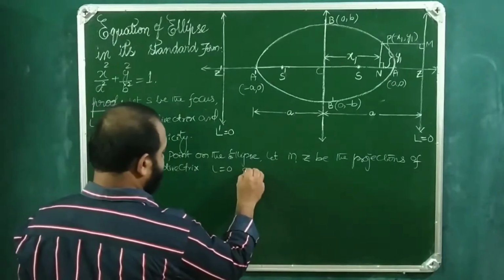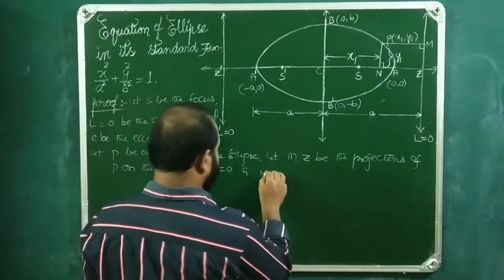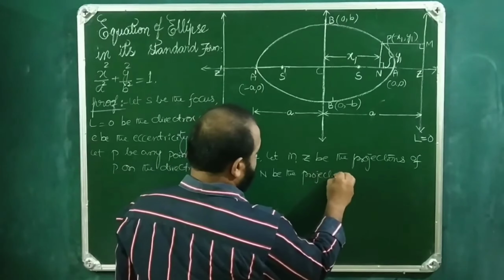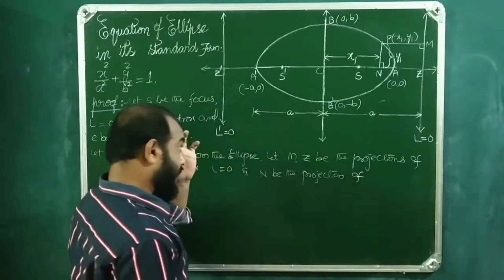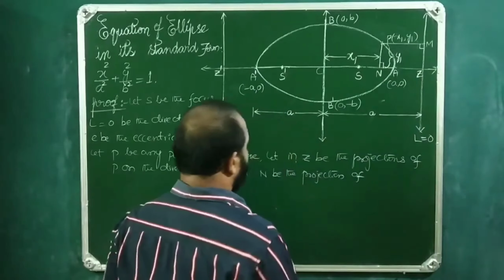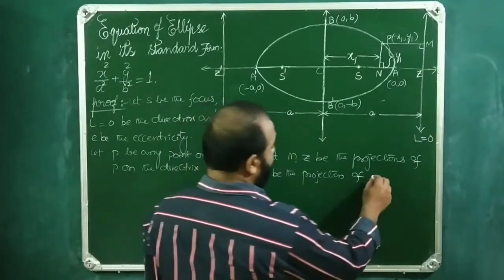And N be the projection of P on SZ. Now extend CZ as the x-axis.